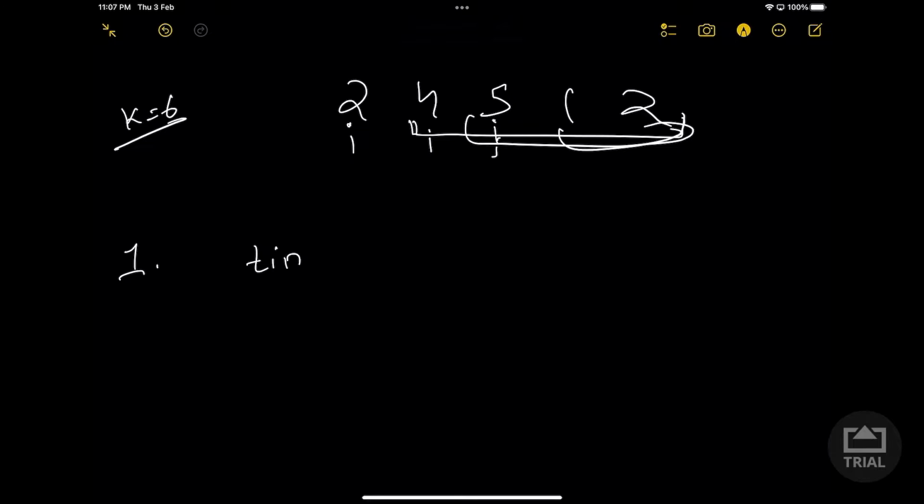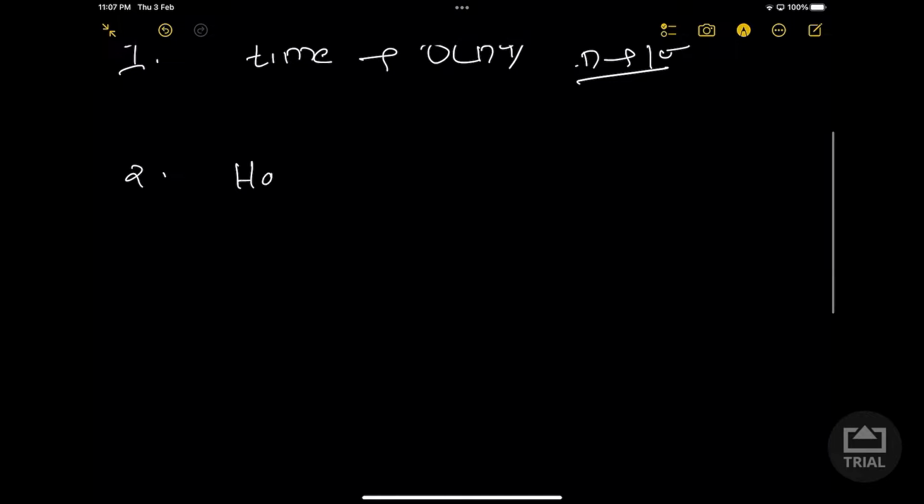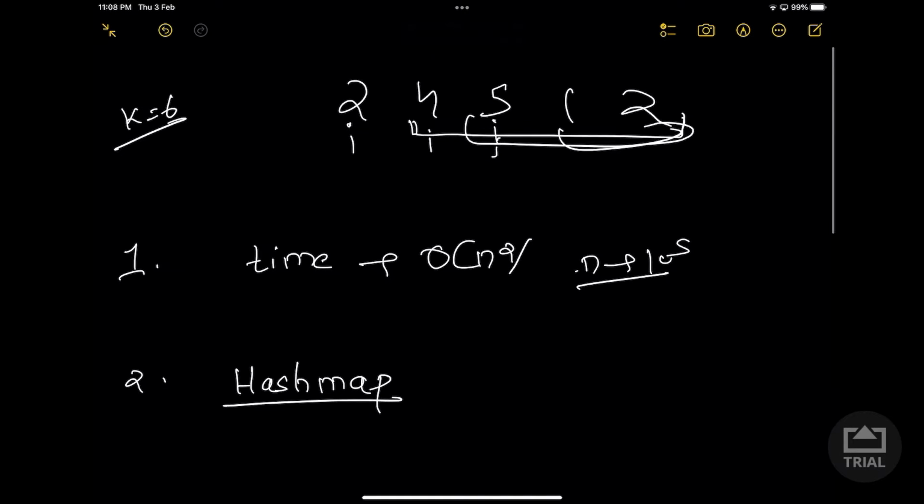The time complexity of this will be O of n square, and as n is of the order of 10 to the power 5, it will definitely exceed the time limit. So a better way in which we can solve this is to use a hash map. Let's see how we can use a map to solve this in a more efficient way.